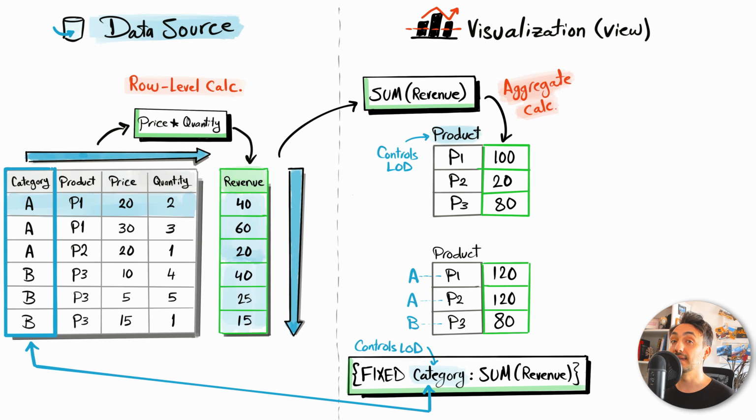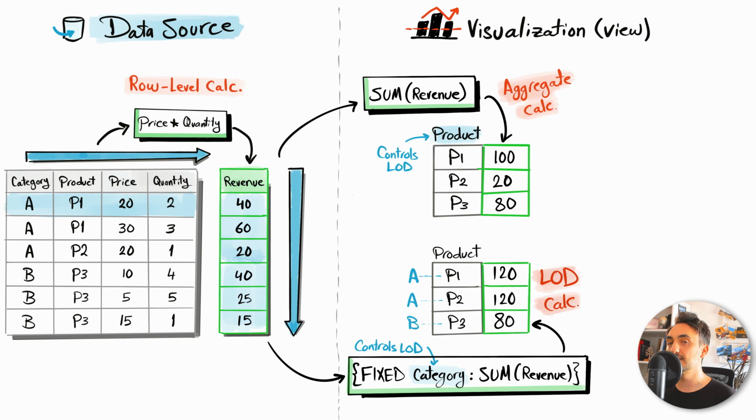So now who is controlling the aggregations? It's not anymore the dimension that we have on the view, but instead it's going to be the dimension that we specify on the calculations. This type of calculation, we call it LOD expressions, level of details expressions. And here the same thing like the aggregations, it's going to happen on the fly, nothing is going to be stored inside the data source.